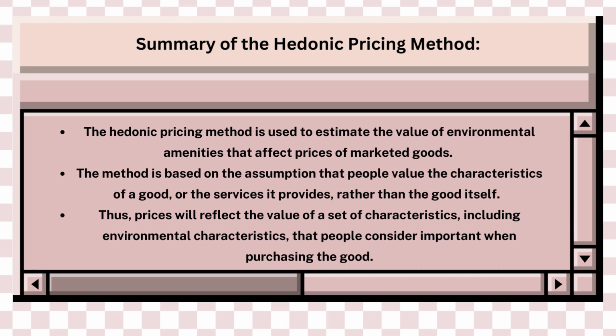Thus, prices will reflect the value of a set of characteristics, including environmental characteristics, that people consider important when purchasing the good. The hedonic pricing method is relatively straightforward and uncontroversial to apply, because it is based on actual market prices and fairly easily measured data. If data are readily available, it can be relatively inexpensive to apply. If data must be gathered and compiled, the cost of an application can increase substantially.